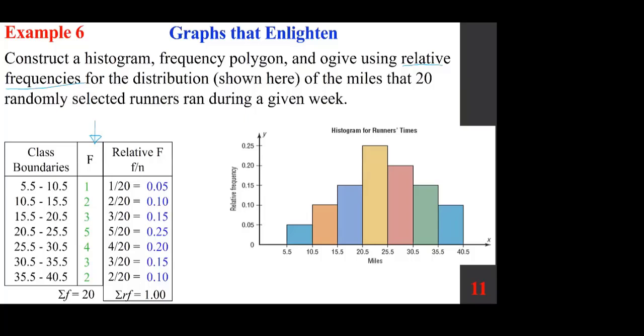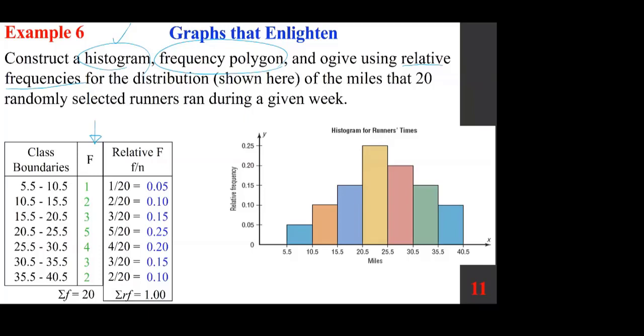The next one is the frequency polygon. So this question is asking for the histogram. It's taken care of. So how do we come up with the polygons? We need to look at the midpoints and connect them.